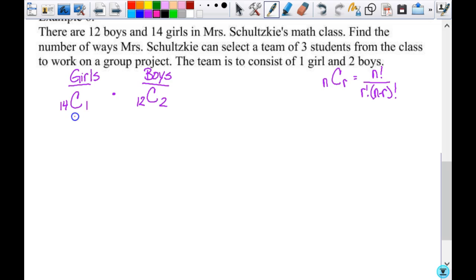So for the girls, using these numbers, the combination of 14 taken 1 at a time. So that's n factorial, 14 factorial, divided by r factorial, which is 1 factorial, times n minus r, 14 minus 1 factorial. Everybody with me so far?